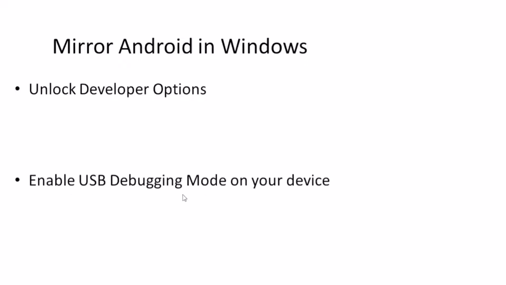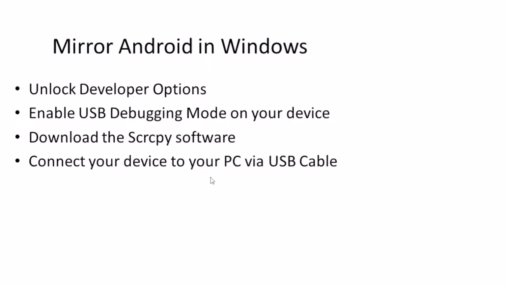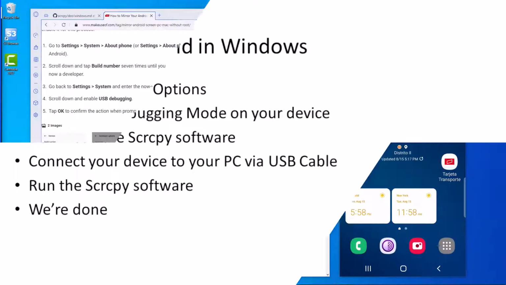Okay, so in order to mirror your Android device in Windows, you need to unlock the developer options, which will allow you to enable the USB debugging mode on your device. Download the software, looks like Scrcpy. Connect the device to your PC via USB cable, run the software, and we are done.